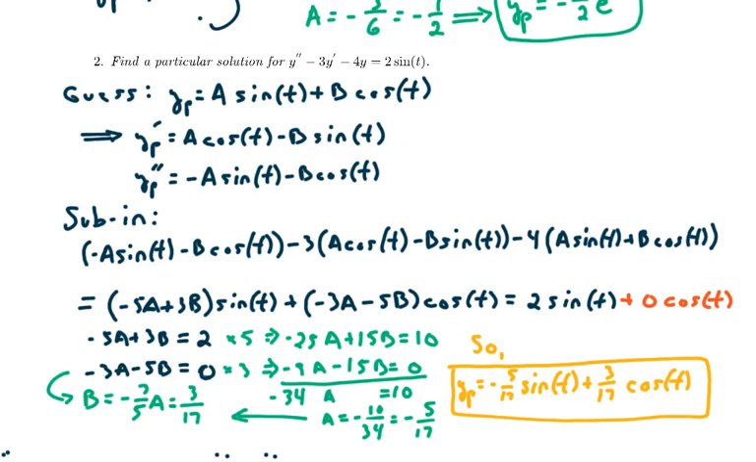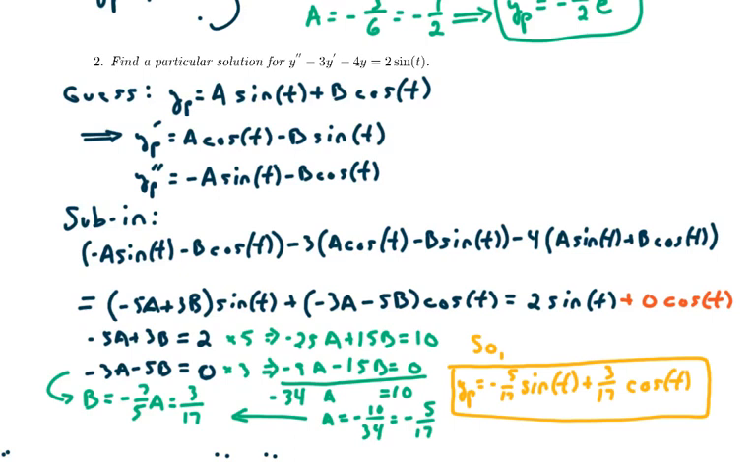So I start factoring based on the trig function. So the first term has a negative a sine minus 3b sine minus 4a sine. So when I simplify, that gives me negative 5a plus 3b sine of t. And then I do the same thing for the coefficient of the cosine term, and I've got negative 3a minus 5b. This has to equal, remember, that is the simplification of the left-hand side of the differential equation after we subbed in our particular guess and its derivatives.